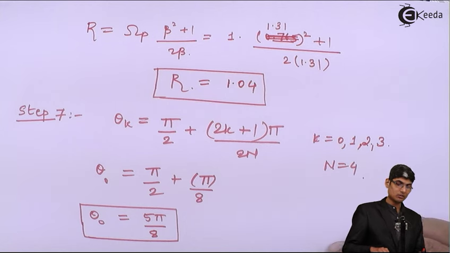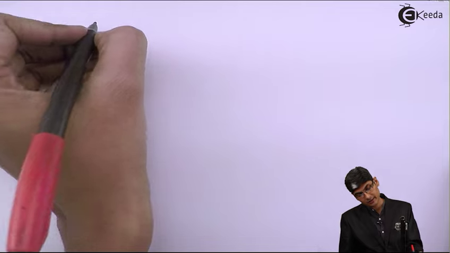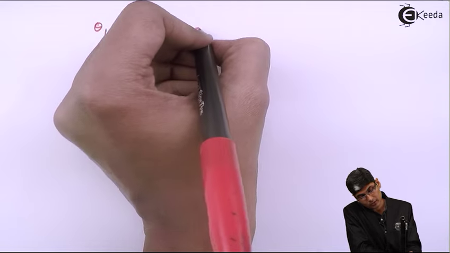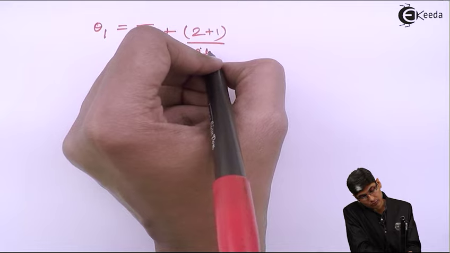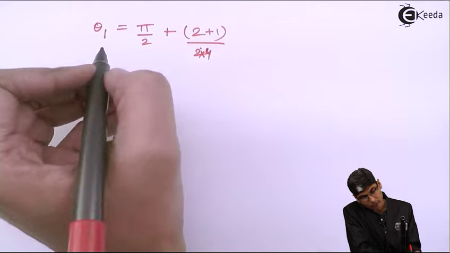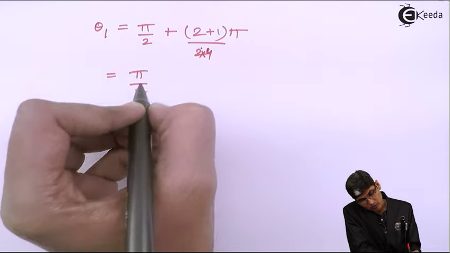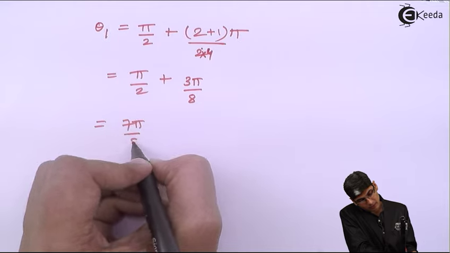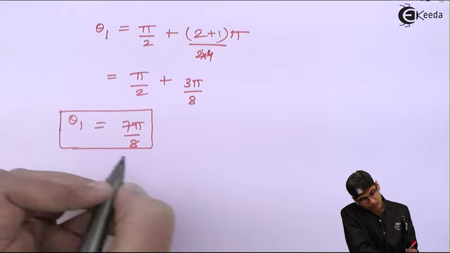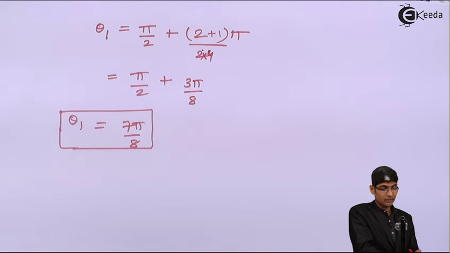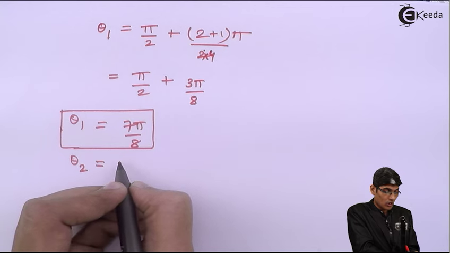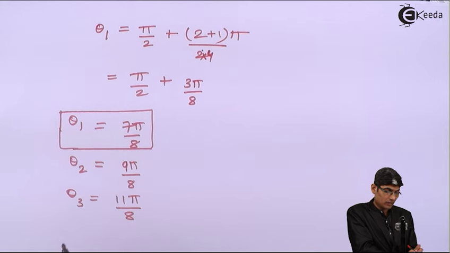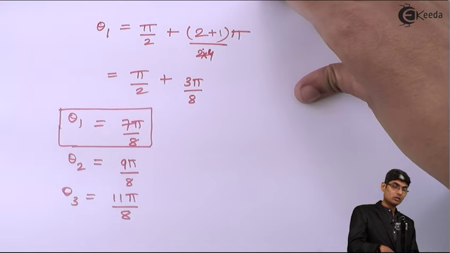As we know, theta is a function of odd integers of k, so every odd integer will reflect. So I can write theta 1, let's just solve theta 1, it will be pi by 2 plus, I will put k is equal to 1, so it will be 2 plus 1 divided by 2 into 4. So this is 2 into 4. So this will be pi by 2 plus 3 pi by 8. And that will be 7 pi by 8. This is theta 1. So as I got theta 1 and theta naught, you see that they are odd integers. So I can now say directly theta 2 will be equal to 9 pi by 8 and theta 3 will be equal to 11 pi by 8. Okay, so we have found all 4 theta factors.